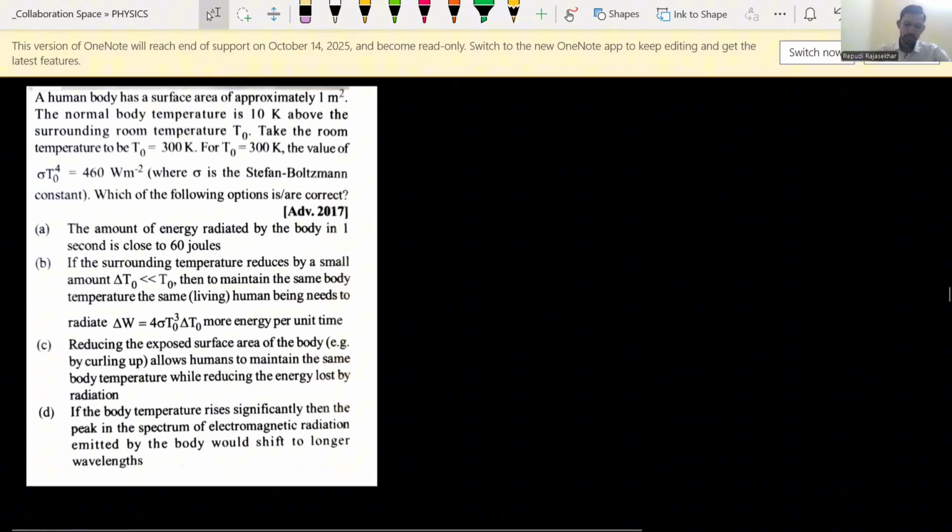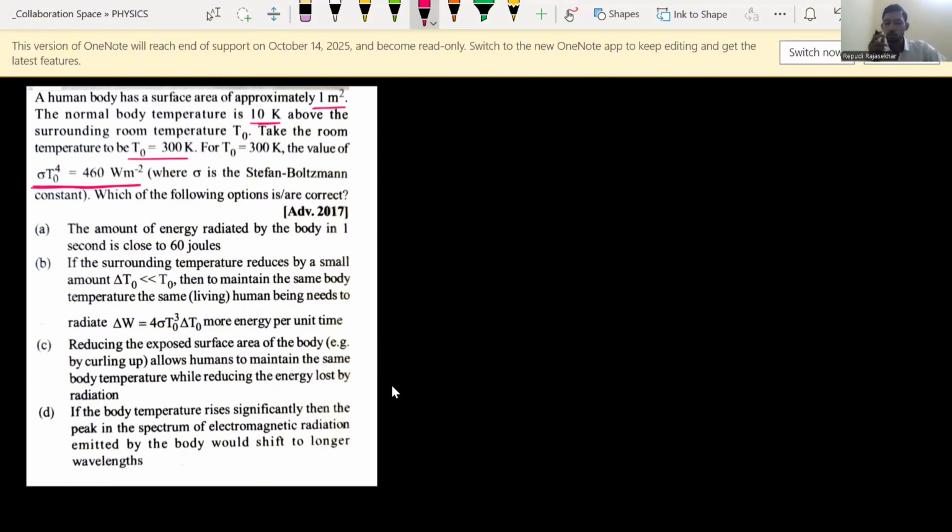This is the 2017 Advanced question. Let's read the question and understand it. A human body has a surface area of approximately 1 square meter. The area of the body is given. The normal body temperature is 10 Kelvin above the surrounding room temperature T naught. The surrounding temperature is T naught, and for T naught equals 300 Kelvin, the value of sigma T naught power 4 is this much.